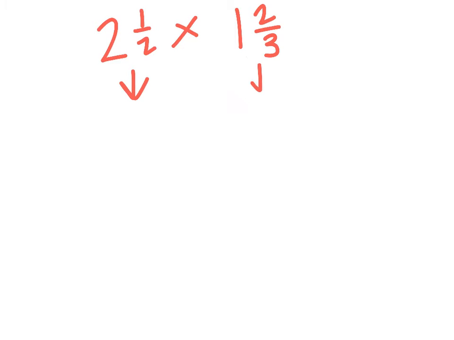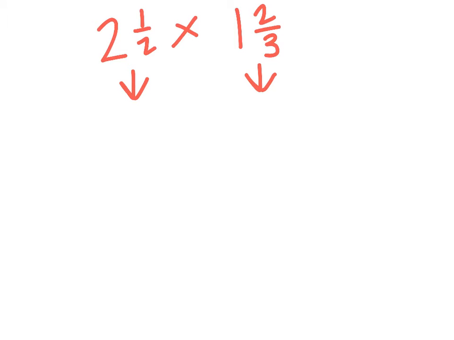One way you can multiply fractions is by changing the mixed numbers into improper fractions. For example, if we have the problem 2 1/2 times 1 2/3, we can easily multiply if we can turn both of our mixed numbers into improper fractions. So if you're not sure how to do this, you can check out the Changing Mixed Numbers to Improper Fractions video.